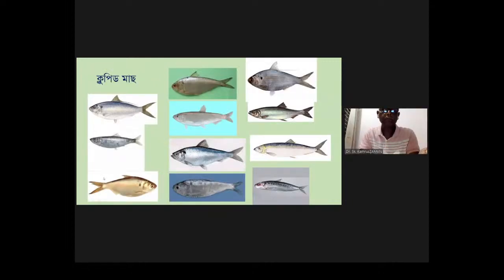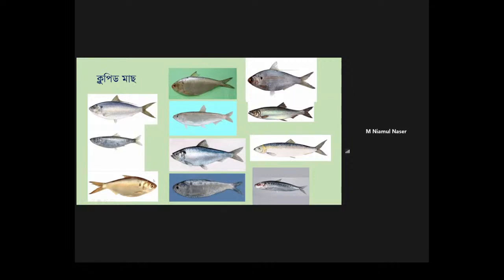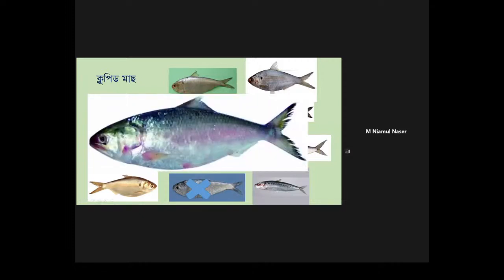Hilsa is one of the clupeid fish. These are different types of fishes from the same group. They are herrings, clupeids, sardines. Basically, they live in marine water, except this one, called Chapila fish in Bangladesh, which lives in freshwater. But most of the other fish live in the coastal area as well as in the saline water environment. Of these, Hilsa alone and some other small fish usually migrate to the freshwater to breed.